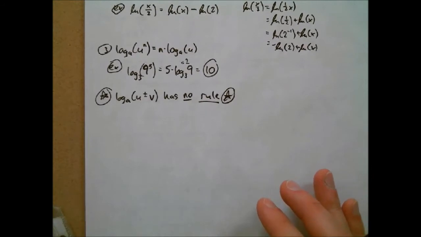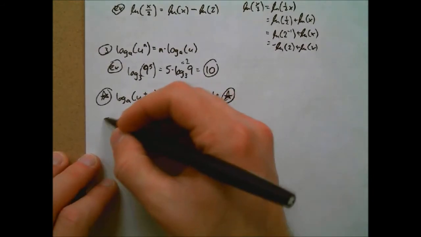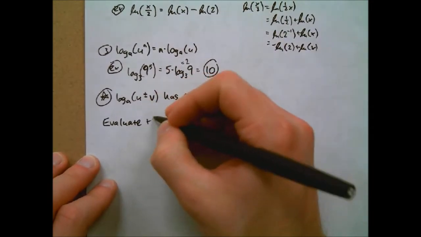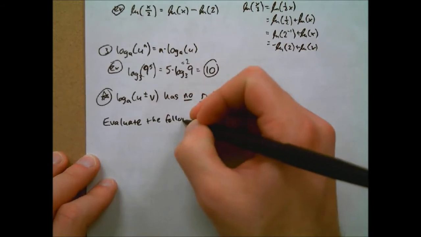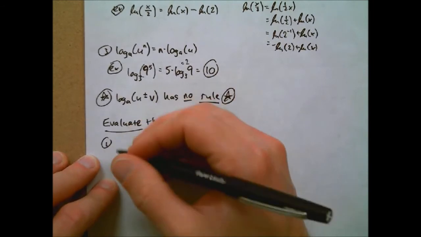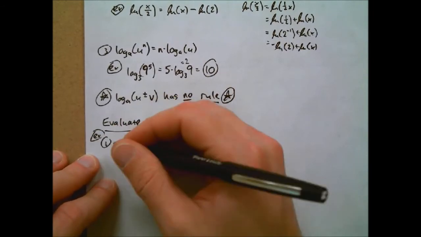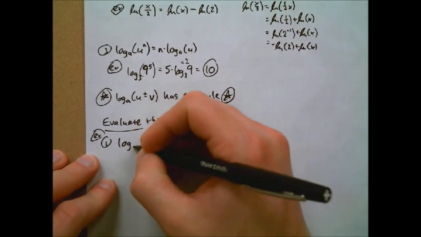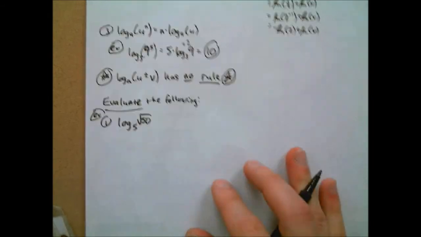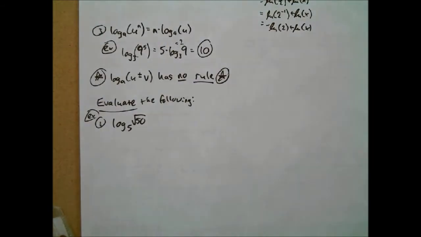All right, so how are we going to use this? Let's, for example, evaluate the following. Okay, so number 1, this will be an example here. I'll have you guys try one. Let's do another one. We'll say log base 5 of the square root of 50. Our goal here in evaluating is to simplify it as much as possible. Our goal is to not use a calculator, because we could, but we're not. We're going to simplify it as much as we possibly can.